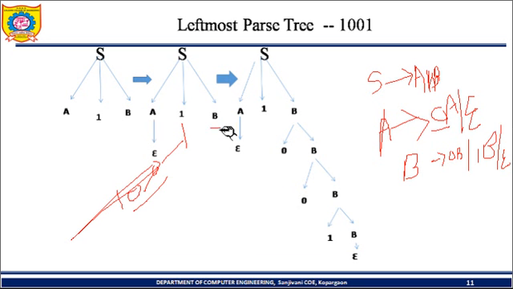In the case of B, here we have replaced the leftmost variable first, in the case of the parse tree as well. Now 1 is already there. Now B should be replaced with 0B. After that again B is replaced with 0B. After that B is replaced with 1B, because of this production, and finally B is replaced with epsilon. So here you can see the 1001 string is generated, or the parse tree is generated.